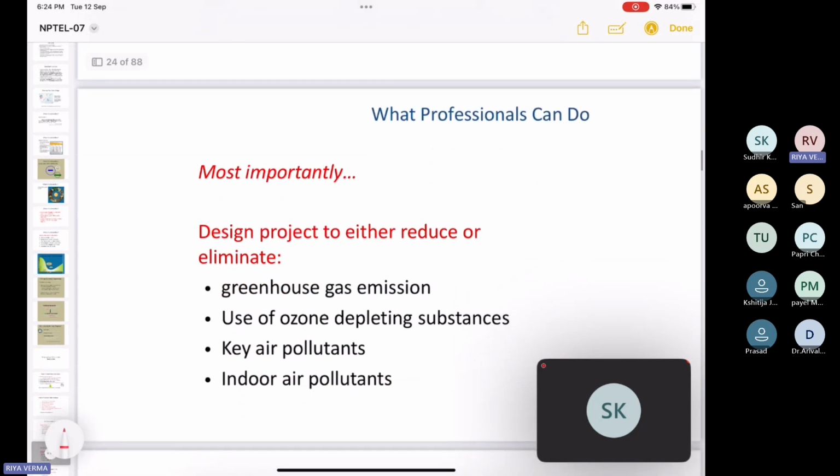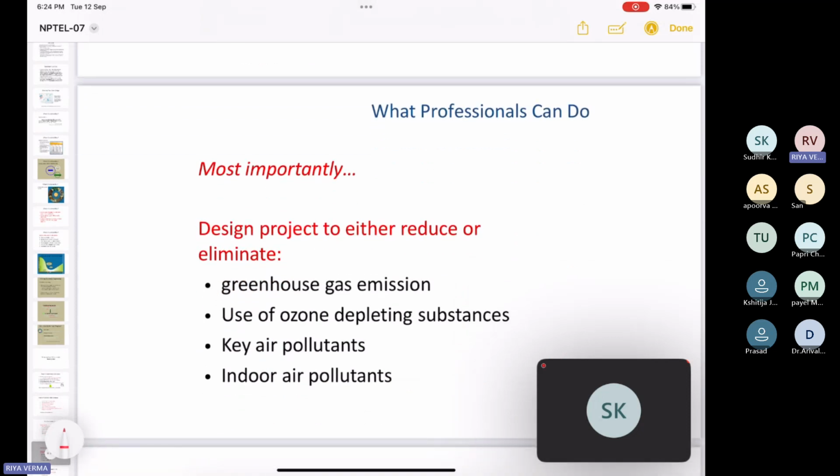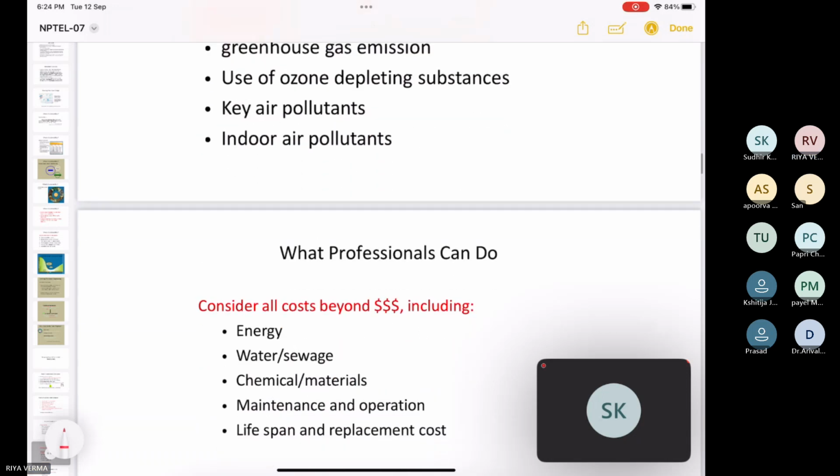So most importantly, we should design the project to either reduce or eliminate: first, the greenhouse gas emissions, then use of ozone depleting substances, for example CFCs, then the key air pollutants and the indoor air pollutants. So these are all the factors that we should keep in mind while designing a project.